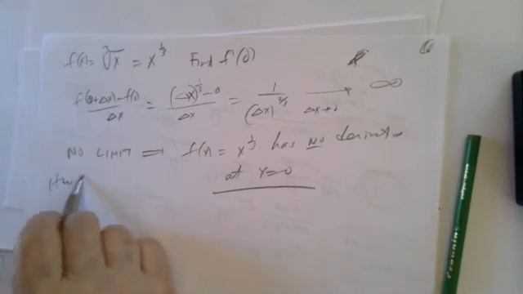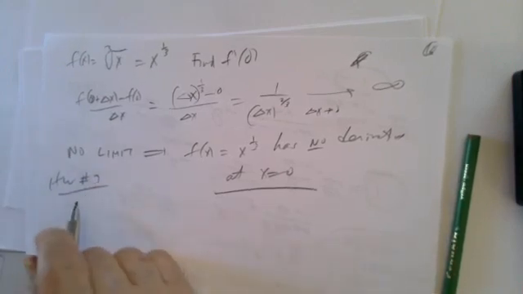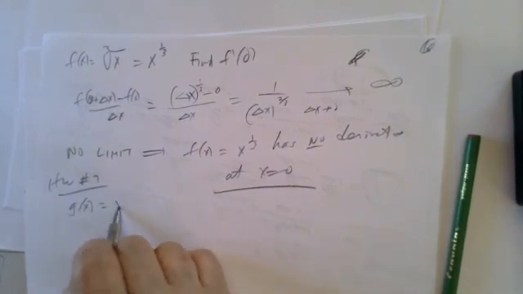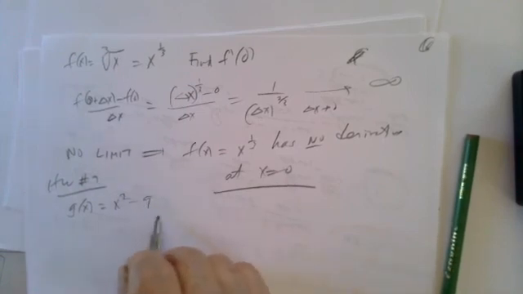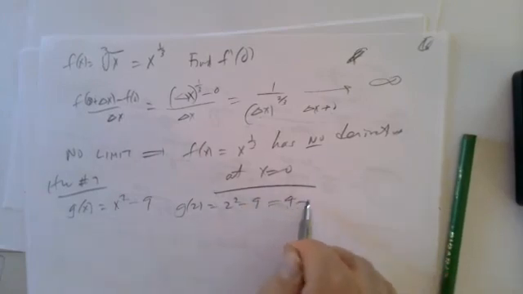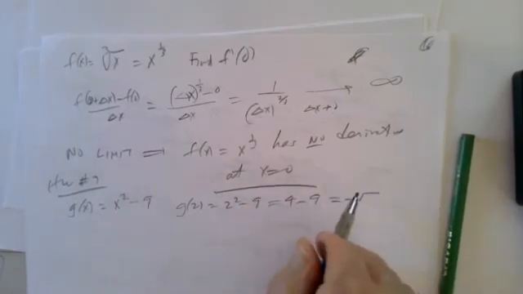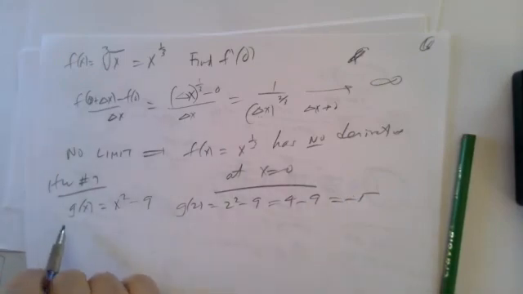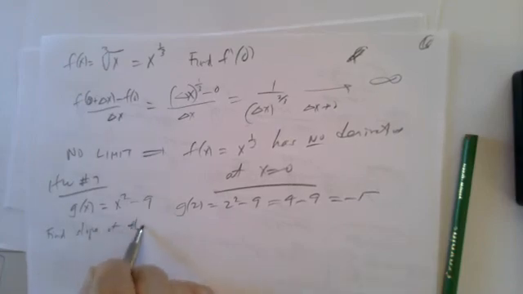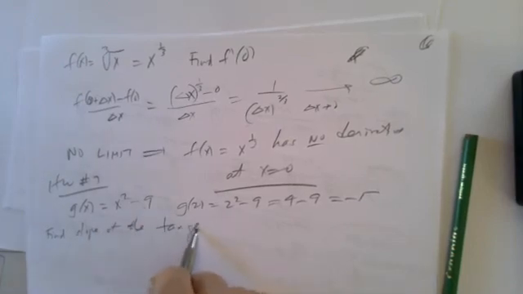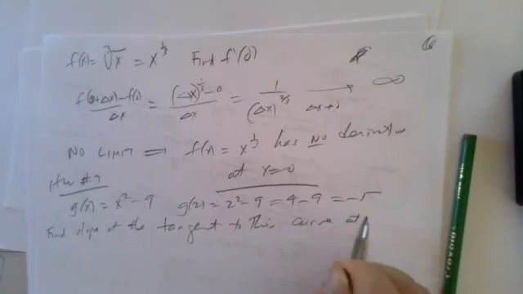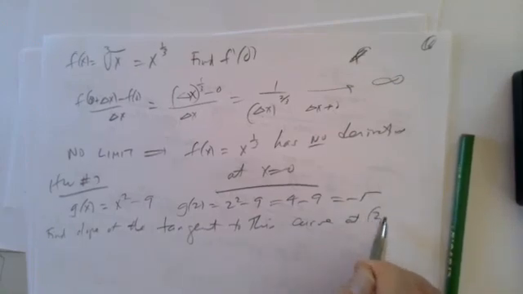So this is homework problem number 7. We have the function g of x equals x squared minus 9. So g of 2 is 2 squared minus 9, or 4 minus 9, or minus 5. Find the slope of the tangent line to this curve at the point 2, -5.